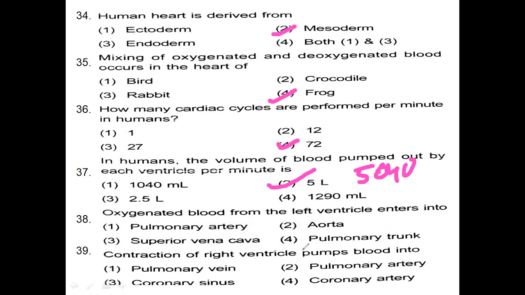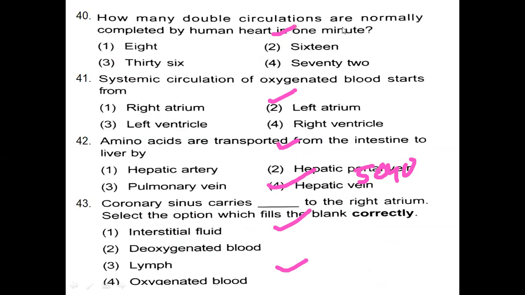Oxygenated blood from the left ventricle enters into the aorta. Contraction of the right ventricle pumps the blood into the pulmonary artery. How many double circulations are normally completed by the human heart in 1 minute? 36.